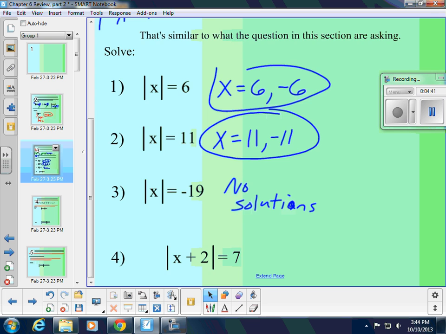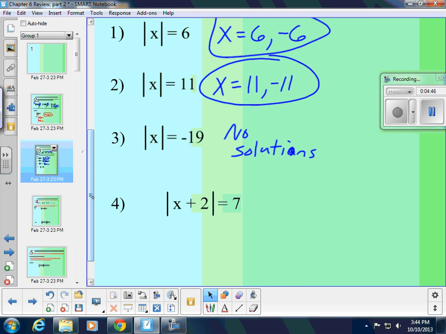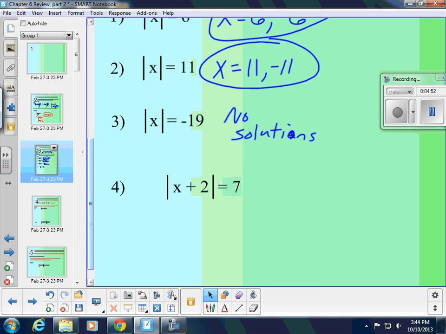This last one I got on this page, again, in problems 1 and 2, we just had problems where the answers are always some number and its opposite, okay? But they will get more complex. Now I have some expression in here, x plus 2. There's a little more to do in a problem like this. So there's going to be a couple answers again, but it's not going to just be some number and its opposite.